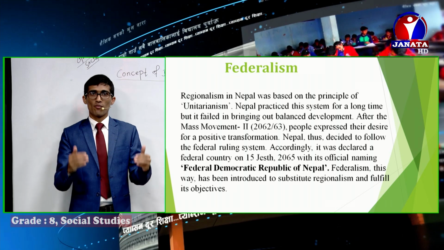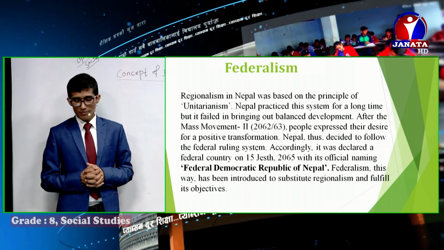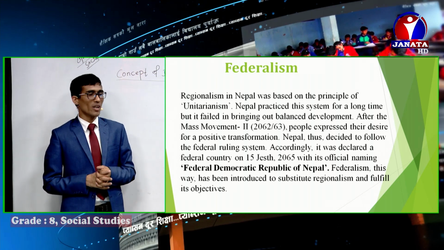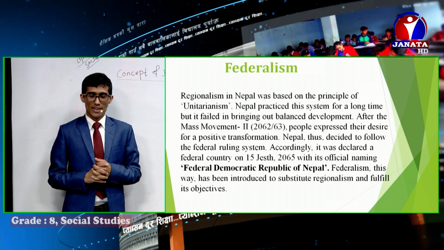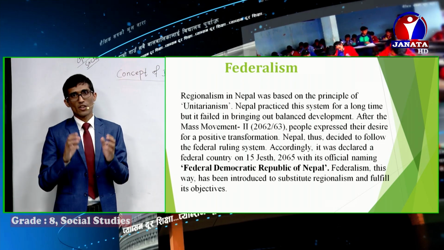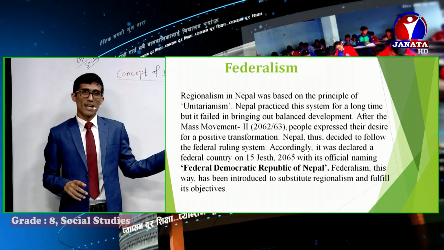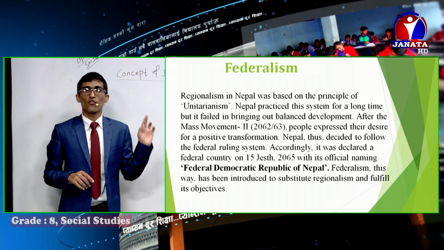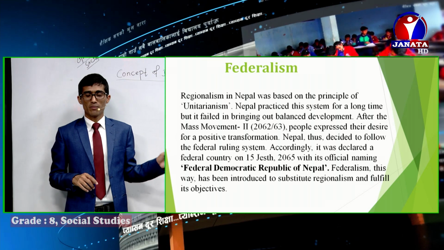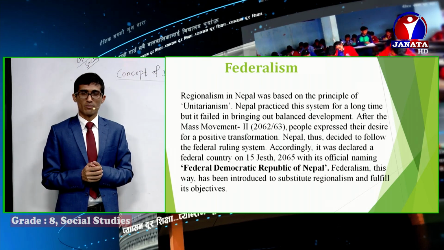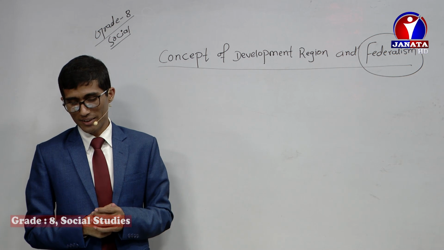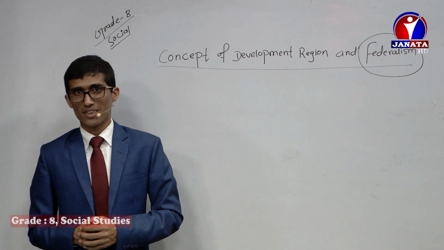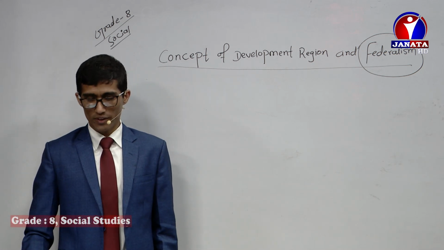After that, we adopted the concept of federalism. Federalism this way has been introduced to substitute regionalism and fulfill its objective. See here, the objective of federalism is to replace regionalism and fulfill the objectives which were not fulfilled by regionalism. That was the situation. Don't forget it. It means the concept of federalism emerged because of the failure of regionalism. That was the very first thing.